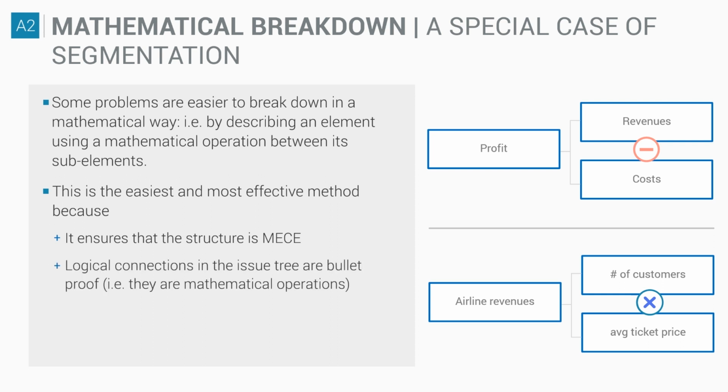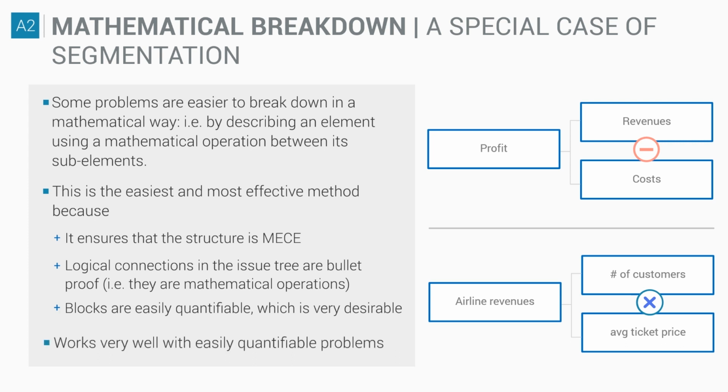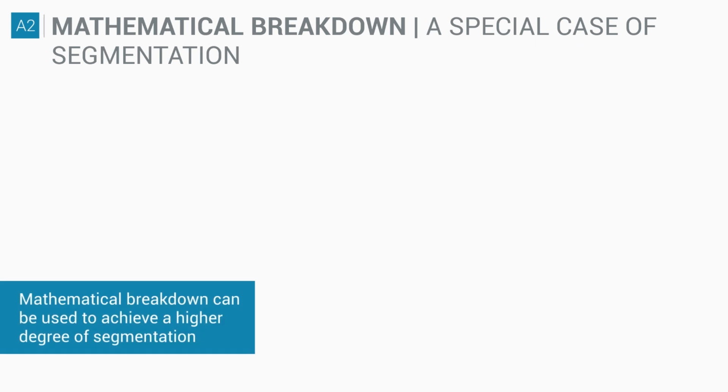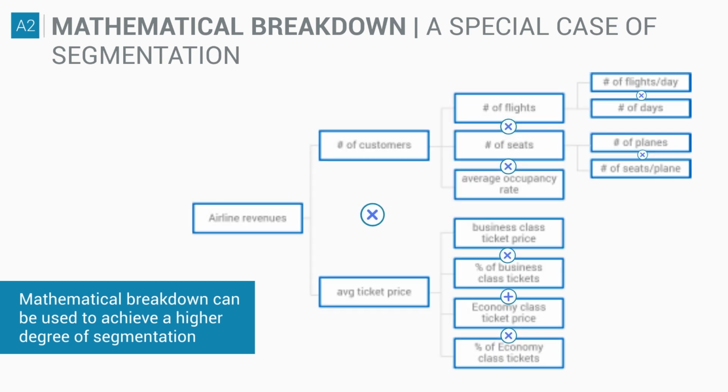The logical connections in the issue tree are likely to be bulletproof as they are connected by mathematical operations, and additionally, blocks will be easily quantifiable, which is very desirable. This approach obviously works best if it is actually possible to decompose a problem mathematically. There are two very simple examples to show how mathematical segmentation can be used to break a problem down into sub-problems. Profit can be broken down into revenues minus costs.